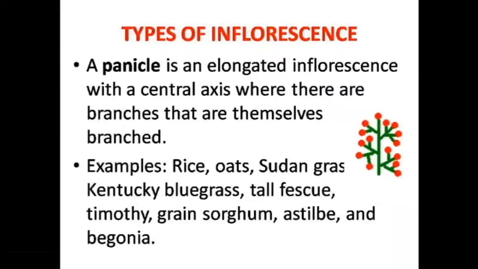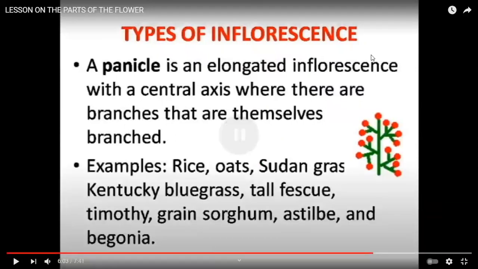We move on to the panicle. So what's a panicle? A panicle is an elongated inflorescence with a central axis where there are branches that are themselves branched. So look at how the diagram looks. Okay, branches that are also branched. Examples: rice, oats, Sudan grass, Kentucky bluegrass, tall fescue, Timothy, grain sorghum, astilbe, and begonia.